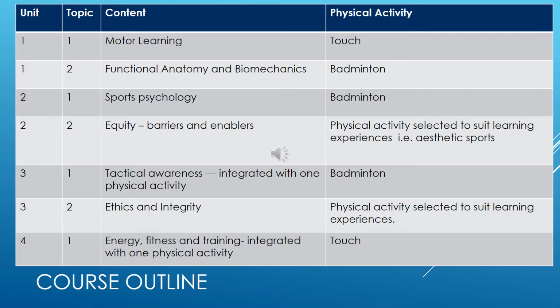In this table, you can see the main topics and physical activities that are covered. So the topics that are covered are modal learning, functional anatomy, biomechanics, sports psychology, equity, tactical awareness, ethics and integrity, and energy, fitness and training. The physical activities that you are assessed on in the project folios are touch and badminton. In the equity, ethics and integrity units, the class will participate in a range of physical activities and sports that help them to learn about the concepts and issues that are being studied.